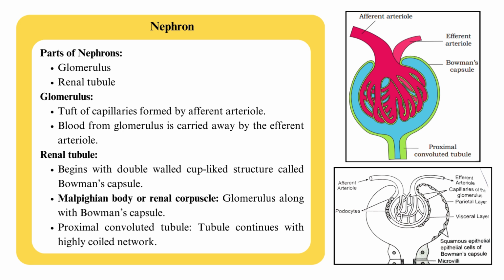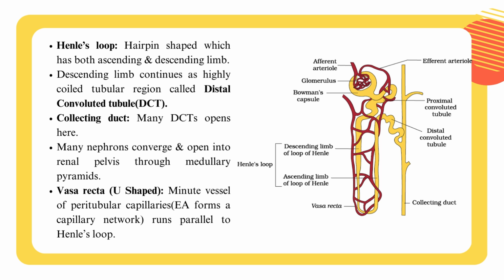Next one is renal tubule. It begins with double-walled cup-like structure called Bowman's capsule. Glomerulus along with Bowman's capsule is called Malpighian body or renal corpuscle. Next one is proximal convoluted tubule. This tubule continues with highly coiled network. See the picture here. PCT leads to Henle's loop.